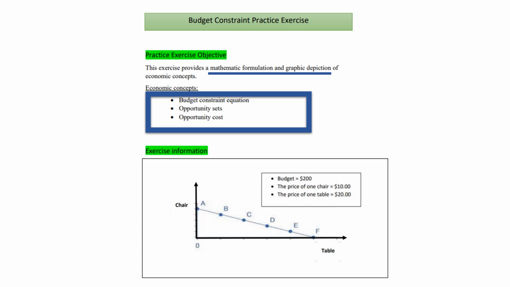The thing to notice on our diagram is table is on our x-axis and chairs are on our y-axis. We also have a few other information. The budget is $200. The unit price for chair is $10 and the unit price for table is $20.